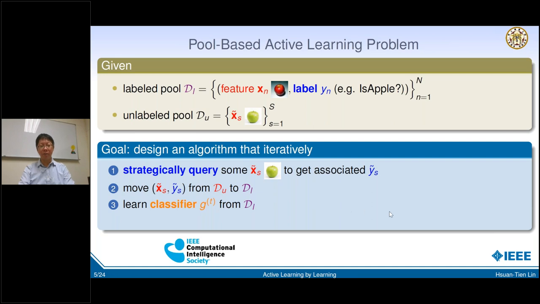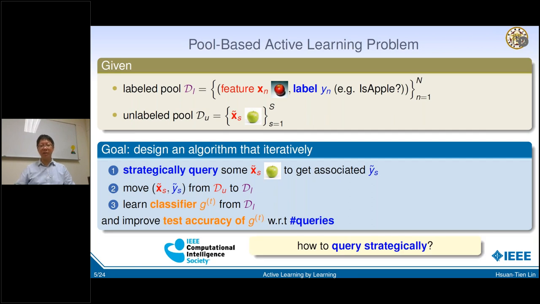Our goal is to use this particular learning algorithm to try to improve the test accuracy of our classifier with respect to the number of queries as much as possible. Basically, we want to improve it fast. We want to use as few queries as possible to improve the overall test accuracy. That's our goal. We want to design this kind of algorithm.